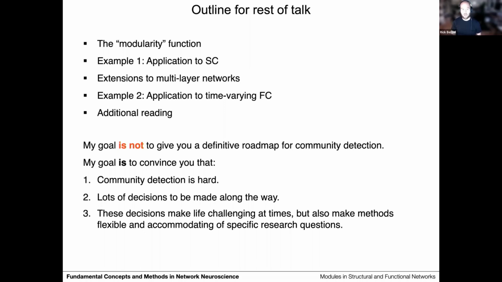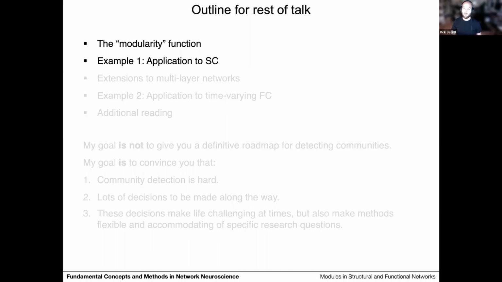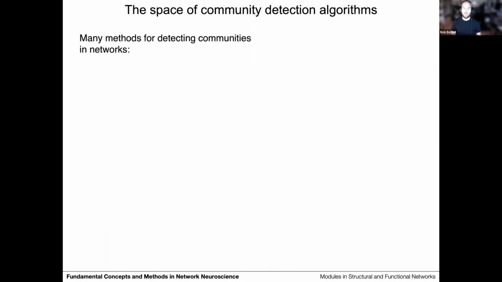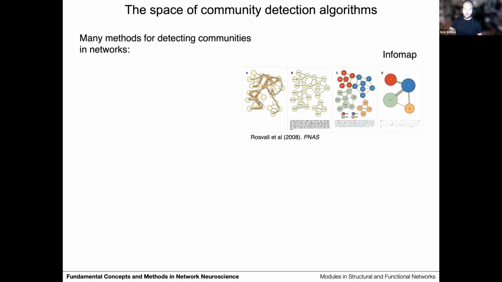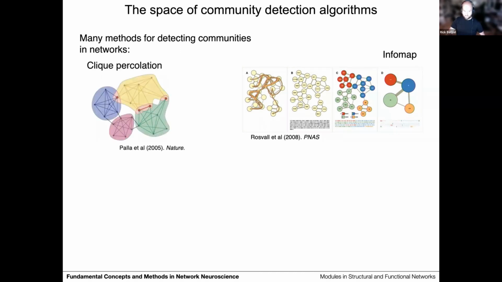So I'm just going to hop right in now to the first part, where we talk about modularity and apply it to structural connectivity data. As I said before, there are many algorithms for detecting communities. There is, of course, Infomap, which is popular in network neuroscience. This is based on clustering the probabilistic flow of random walkers over the network. Communities correspond to groups of nodes that effectively trap the walker.